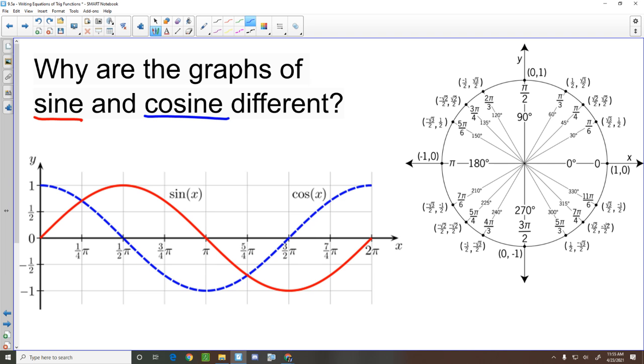Other than the color and the type of line, what's different between those 2 graphs? Yeah, their starting point. Do you see how the sine wave starts down here at 0, but the cosine wave starts at 1? Why is that? Any ideas?